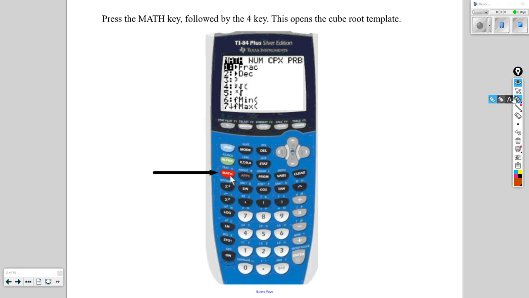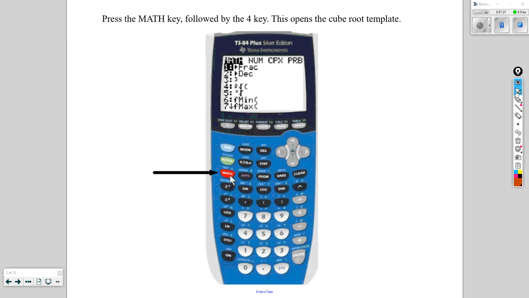Now, in order to do that, what you'd have to do is type in what root you're trying to find first, and then you'd type in that symbol. So then it would give you the 5th root of whatever you're trying to find the 5th root of.